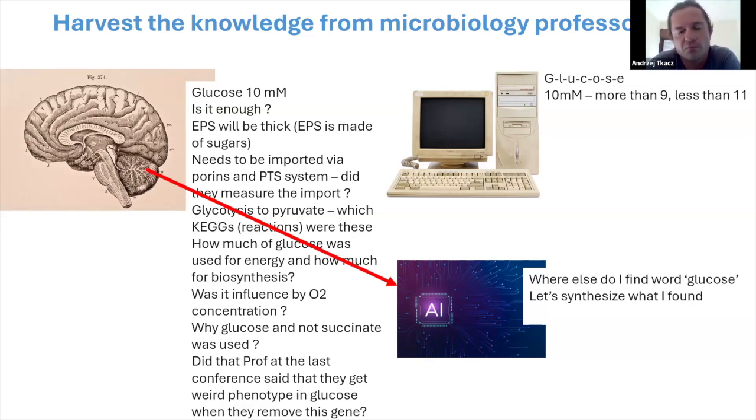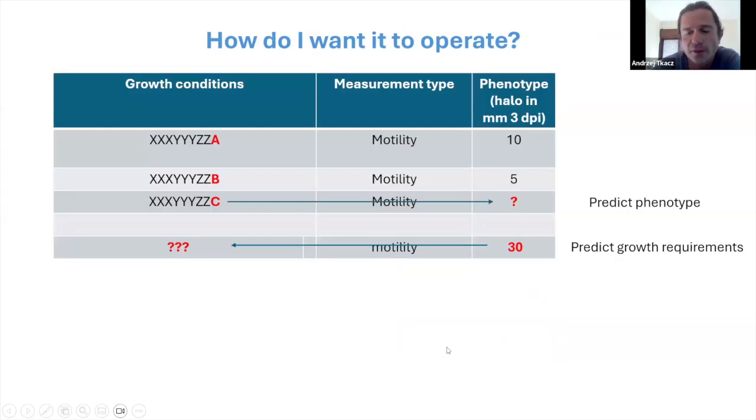If you ask ChatGPT, it will find everything it knows about glucose, synthesize it for you, and that's it. But what I would like is to effectively move all these questions that someone, an expert, may have into an algorithm. So why do I actually want to do that?